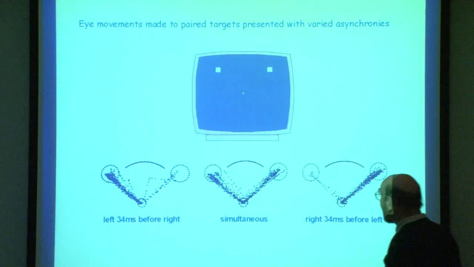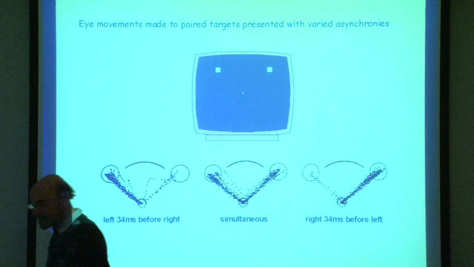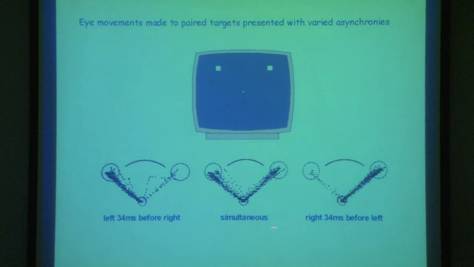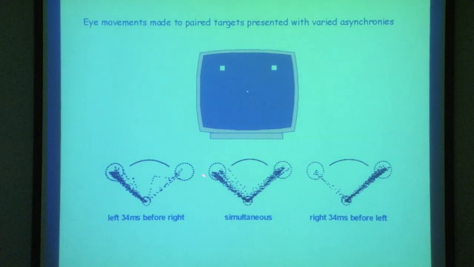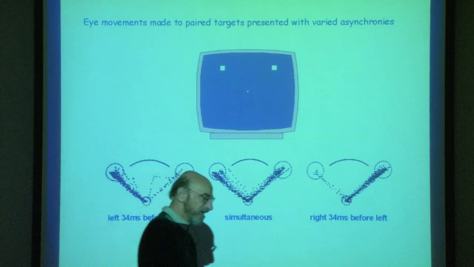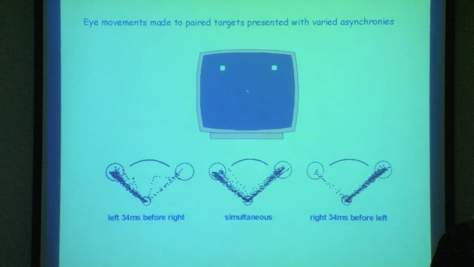All right, so let's look at what happens. Here we have the intact monkey. This spot I've shown you before, all right? This is when the two targets come on simultaneously. And in this case, the left target comes on 34 milliseconds before the right, and here's the reverse. And you can see that even a 34 millisecond delay causes the monkey to very much prefer to make a saccade to the target that had appeared first. So that's what happens in a normal intact monkey.